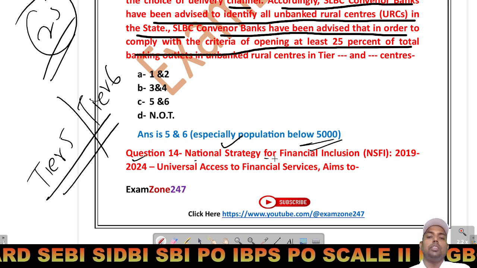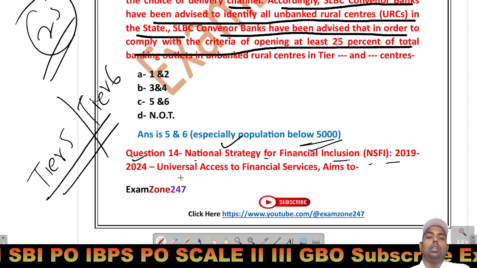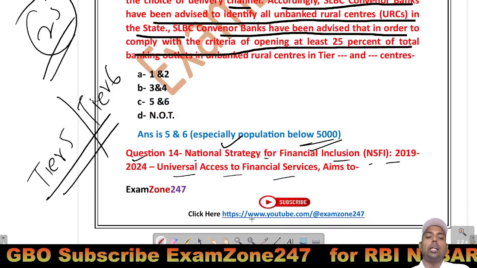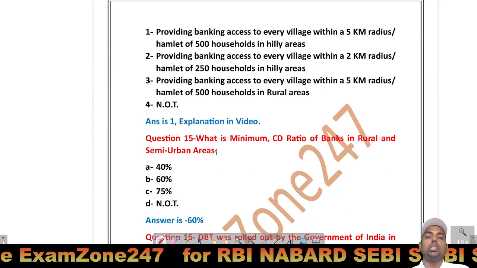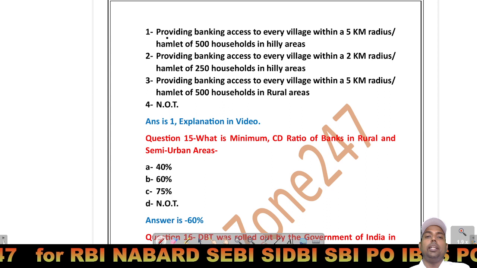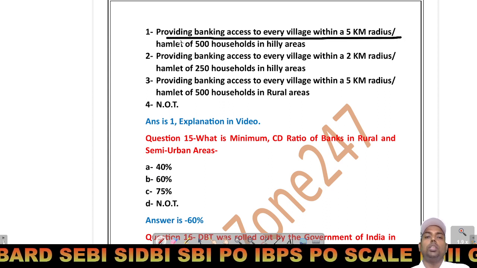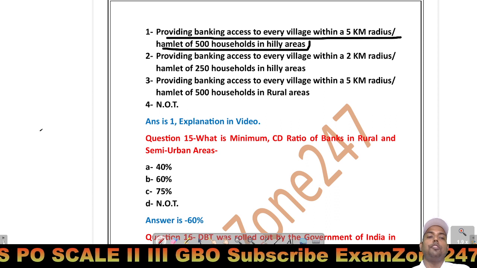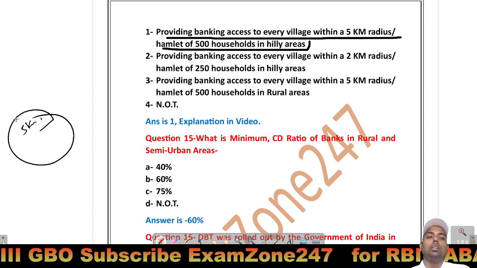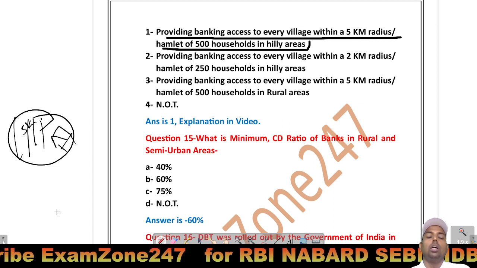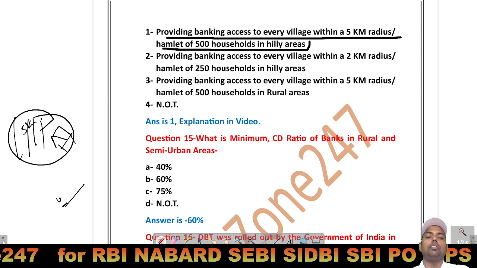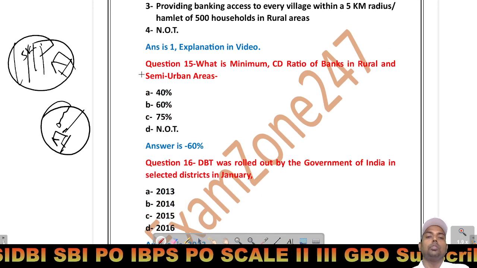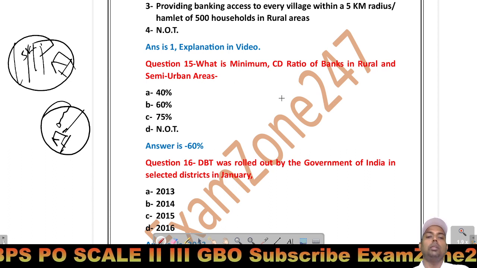Next question is National Strategy for Financial Inclusion, NSFI, universal access to financial services. What is the objective, the final objective? Providing banking access to every village within 5 kilometer radius, and a hamlet of 500 households in hilly areas. Further, it means a banking outlet will definitely be there within a 5 kilometer radius. If it is a hilly area, then leaving the 5 kilometers, where there are 500 households, there will be a banking outlet.